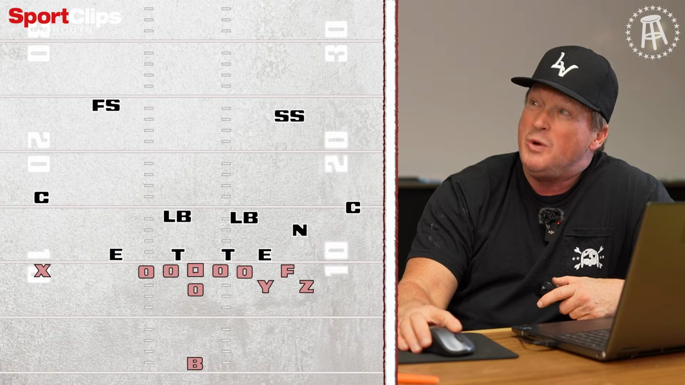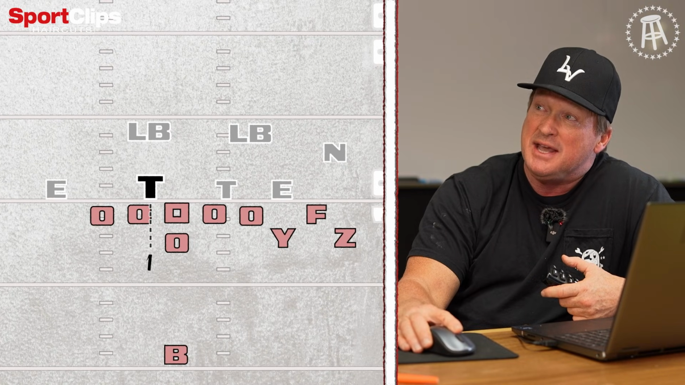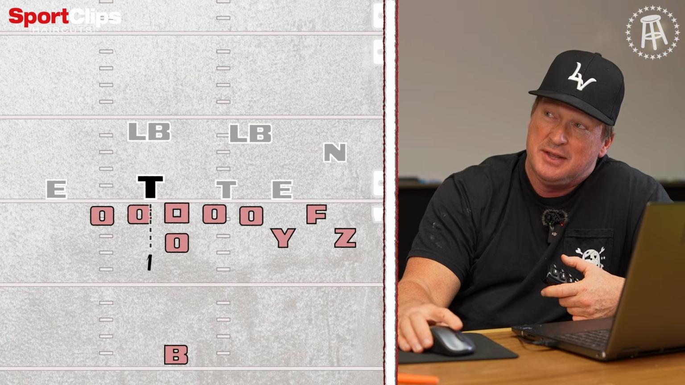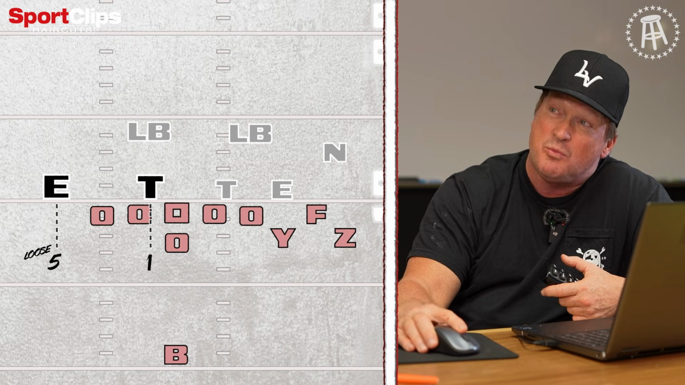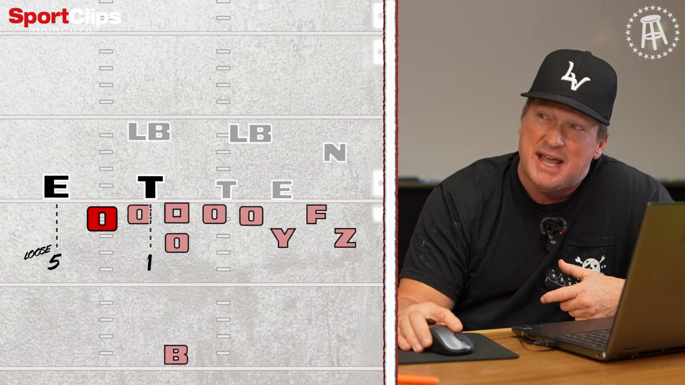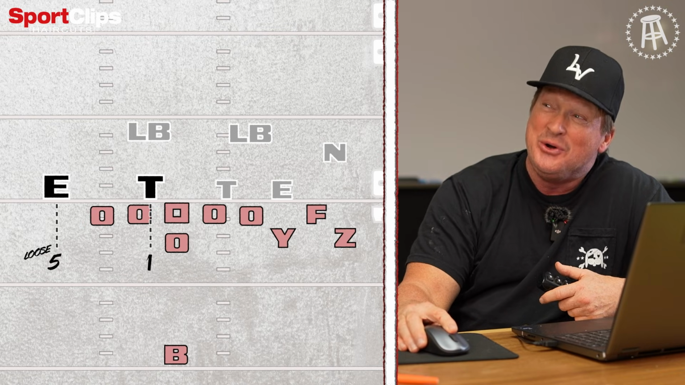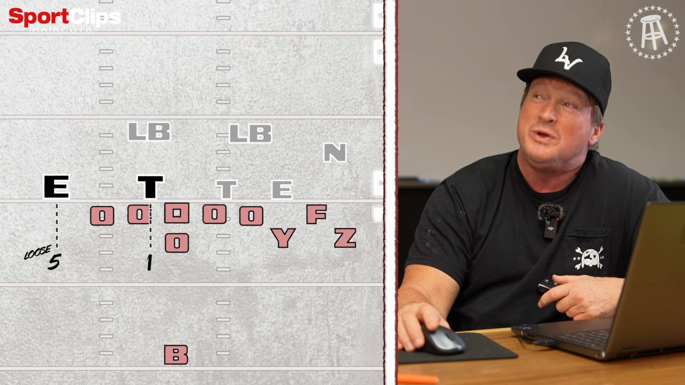Yep. And to the weak side, away from the bunch, we have a 1 technique, a man that lines up on the inside shoulder of the guard. And over there, we have a loose 5 technique, a guy that lines up loose on the play side tackle. Why we call these techniques these numbers, I don't know. That's how we all learned them. But there's your 1 technique and there's your loose 5 on the weak side.